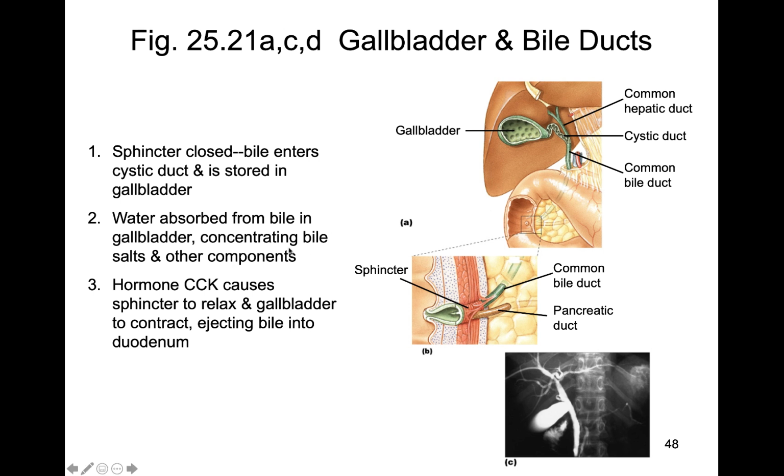So there's some water in the bile that can be observed. And there is this hormone that's going to cause the sphincter to relax, the hepatopancreatic sphincter, and that's going to start ejecting the bile into the duodenum. I don't expect you guys to know the name of the hormone, so don't worry about the name.